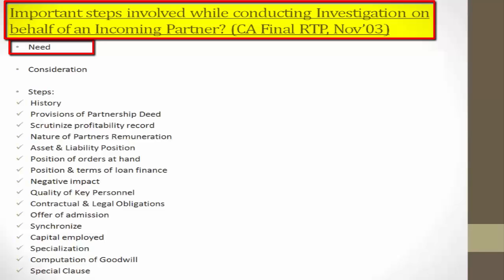An incoming partner would be interested to know whether the terms being offered to him are reasonable, having regard to the nature of business, profit records, capital contribution, and personal capacity and capability of existing partners or not. Obviously, that is predominantly the first thing a person sees, whether the compensation, remuneration, and percentage being offered to him or her are reasonable enough or not. That is something everybody looks at.